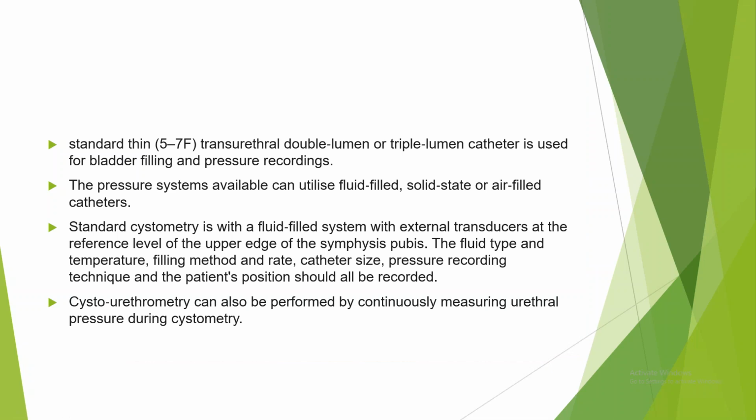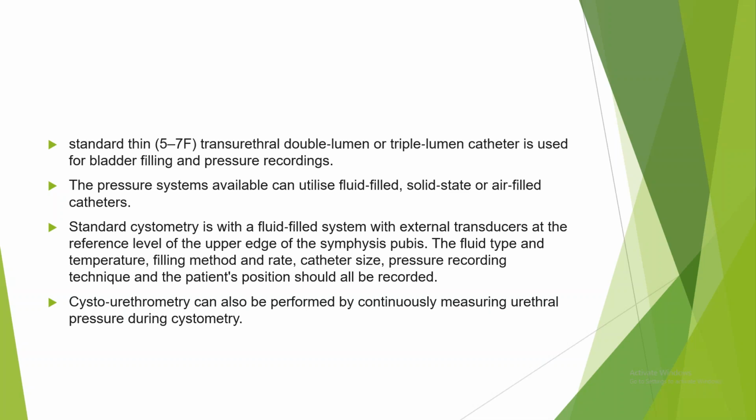You should not use a thick catheter. Thin catheters like 5 to 7 French should be used in the bladder. For the pressures, you can use either fluid filled, air filled, or solid state transducers. Usually with routine machines, it is a fluid filled system, and the external transducers are located at the upper edge of the symphysis pubis.